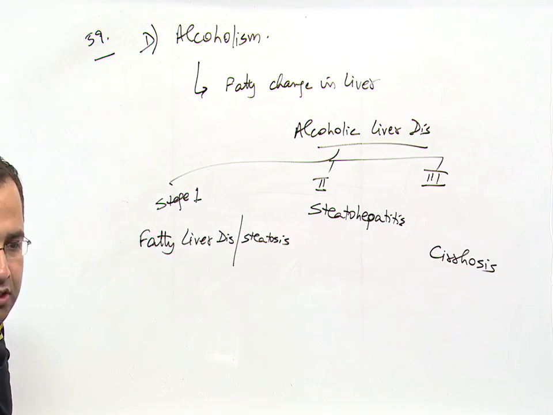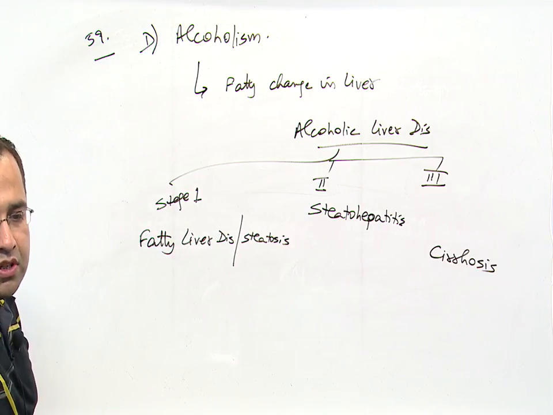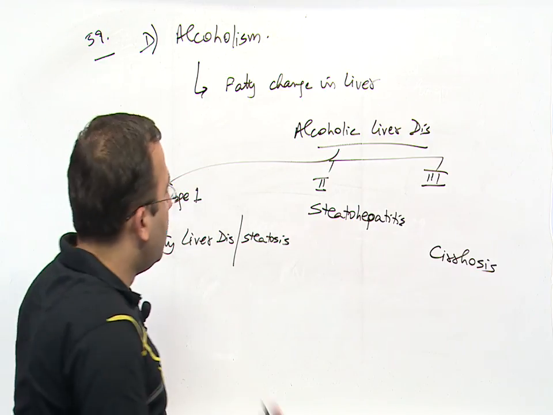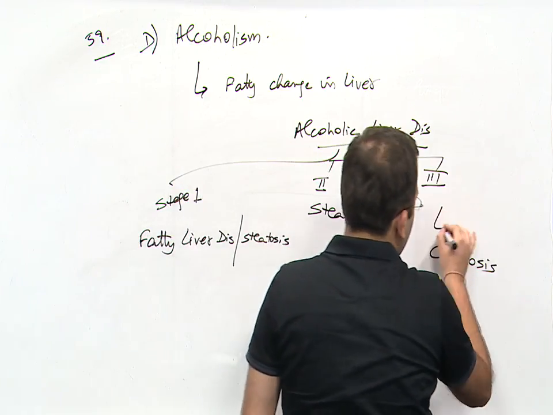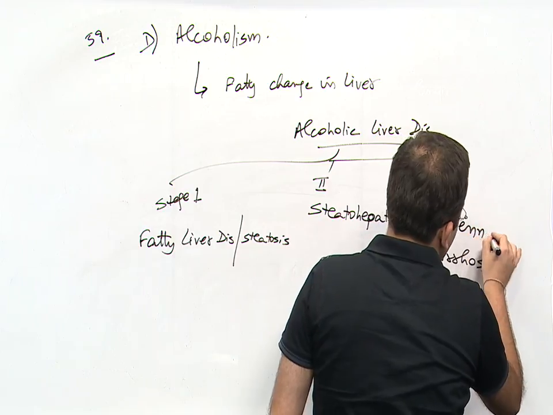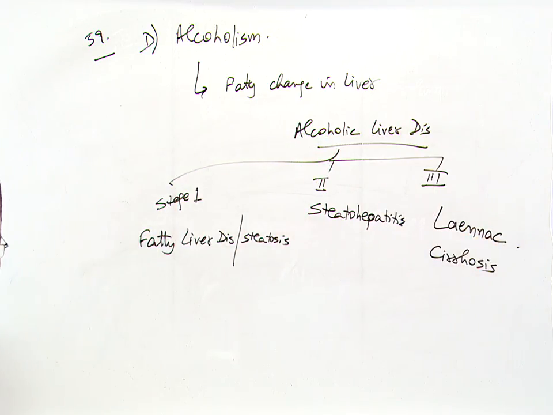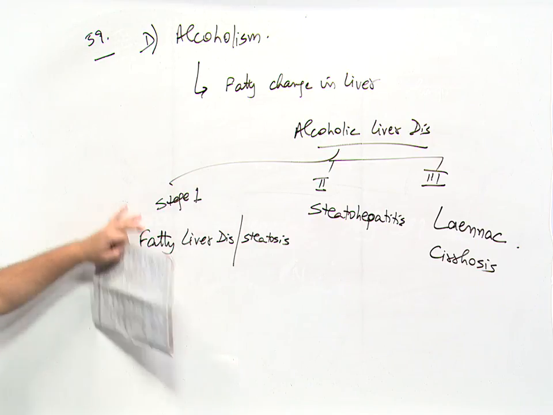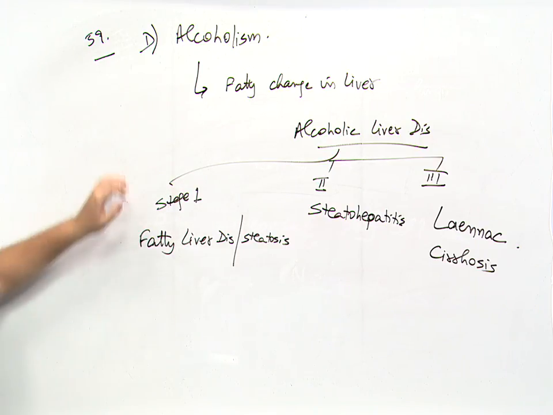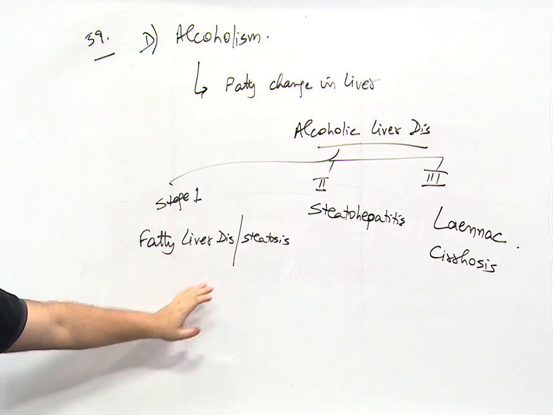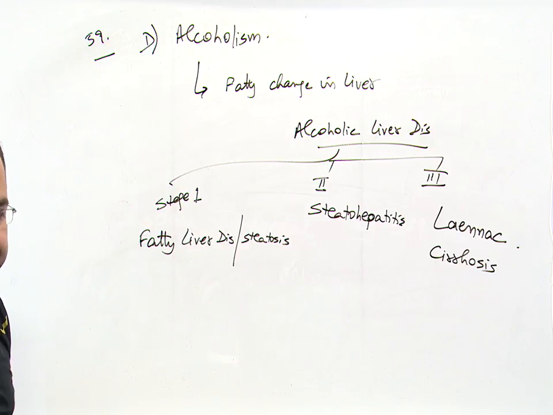Next point, what is the special name of cirrhosis that is seen in alcoholic liver disease? It is called Laennec cirrhosis. So alcoholic liver disease has 3 stages, 1, 2 and 3.